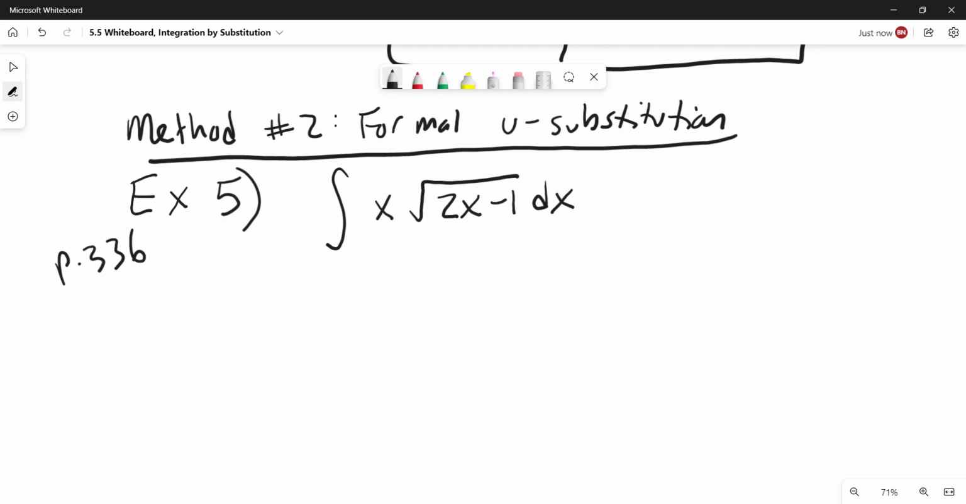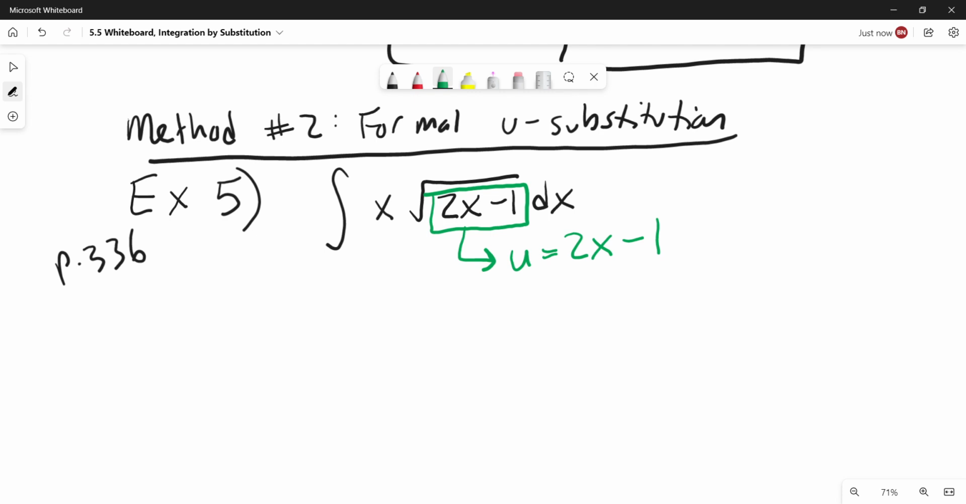All right, on the surface, it doesn't look so bad. If we tried to force it, which is actually the same way you would start formal u substitution, what is the inside? The thing under the square root. That's what it looks like. Looks like this would be your u. So it looks like we'd say u equals 2x minus 1. You wouldn't be wrong.